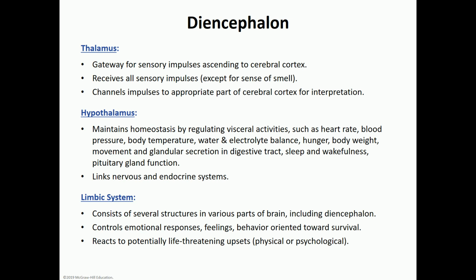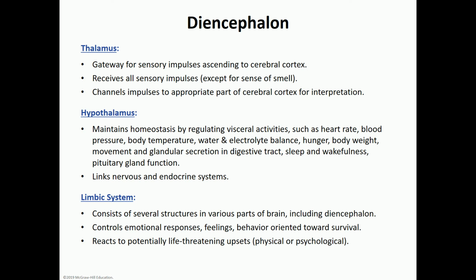We're not going to learn about all of the structures, just the important ones, so the thalamus and hypothalamus. The thalamus is the gateway for all of our sensory impulses, and we should know that from the previous chapter, where all of the sensory impulses would have to go through the thalamus with one exception, and that is smell. And then from the thalamus, the thalamus would distribute these sensory impulses to the different parts of the cerebral cortex.